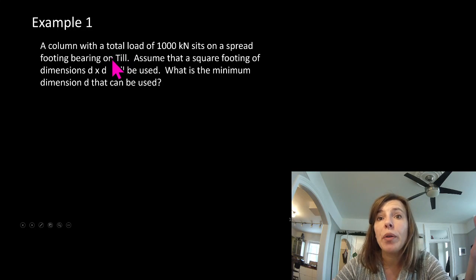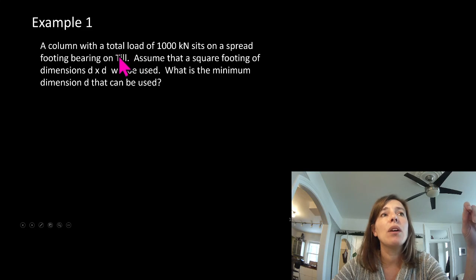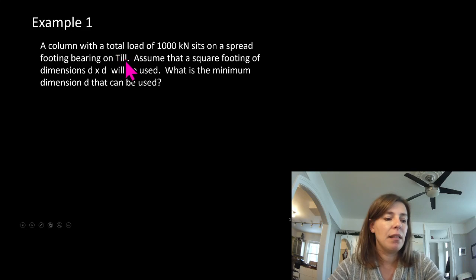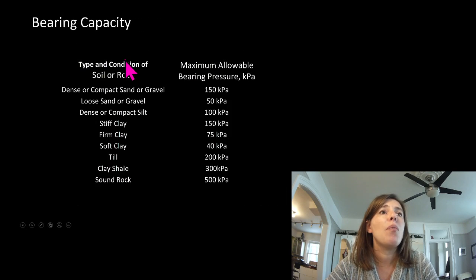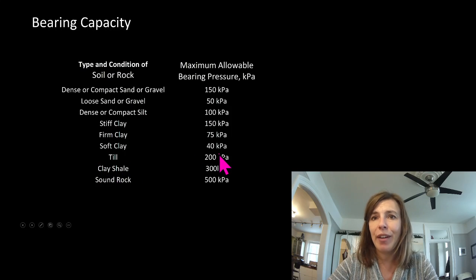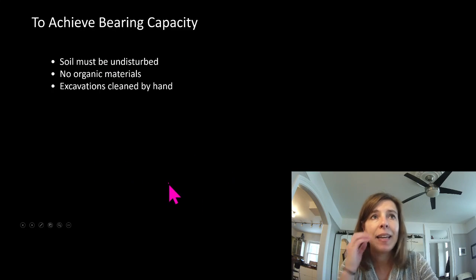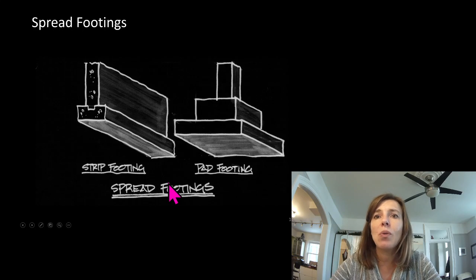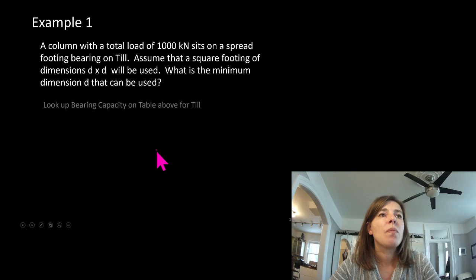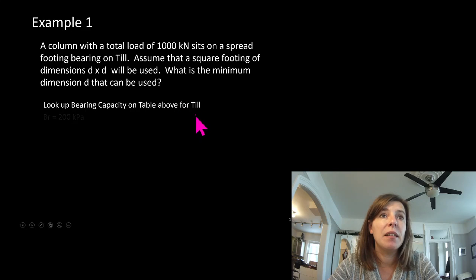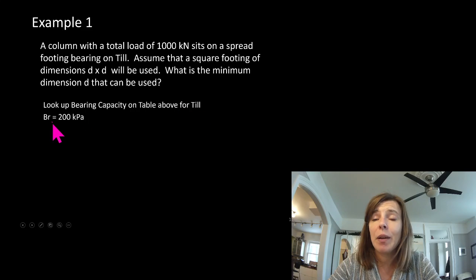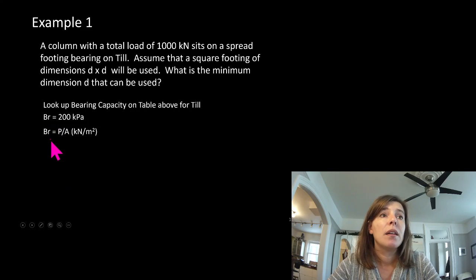Normally we'd go to our soils report, but it's a bit early in the project. So let's take a look at what bearing capacity till has. Let's go back a few slides. Till, ooh, lovely, 200 kPa. That's a nice high number. So we've got some good soil there on our project. So we look up the bearing capacity on the table for till. We see that BR equals 200 kPa.